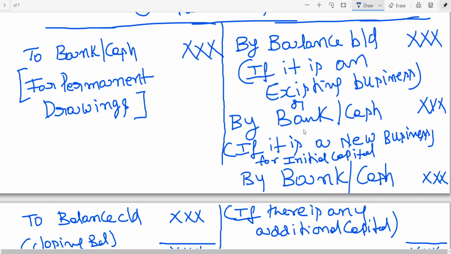which one won't be there? By bank cash won't be there. And this is not mandatory if there is an additional capital. And this is also not mandatory. Then how can you call it fixed capital? Because unless there is an additional capital or permanent drawings, capital remains the same. That means whatever the opening balance you are having, opening balance here and closing balance here will be same. When it changes, if there is an additional capital, there is permanent drawings. Otherwise, capital remains constant. That is why it is being called fixed capital.